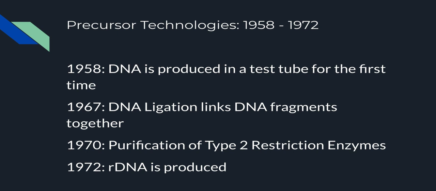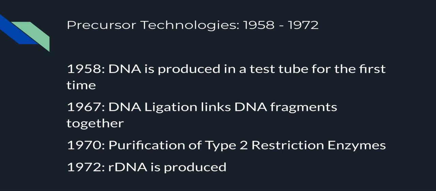And then in 1970, we have the purification of type 2 restriction enzymes. So a team was able to identify 6 base pair phage DNA sequences. This understanding of how restriction enzymes cut DNA and how host DNA works to protect itself is the basis for modern genetic engineering therapies that are going to be developed, and this is crucial for the technology of CRISPR.